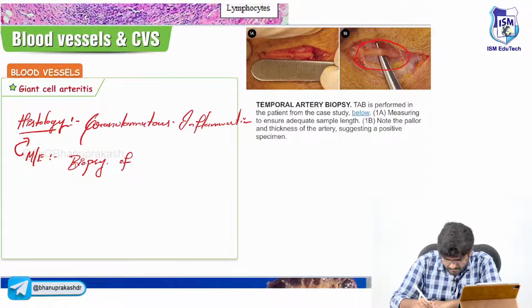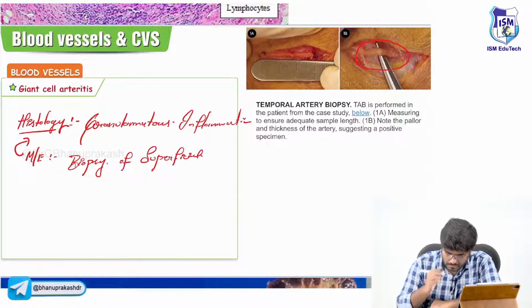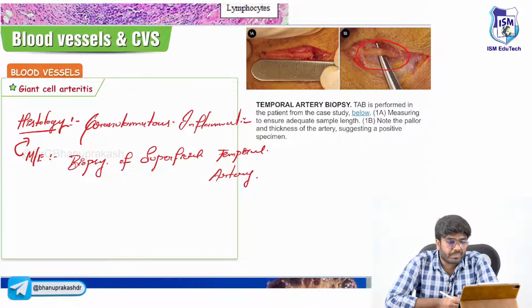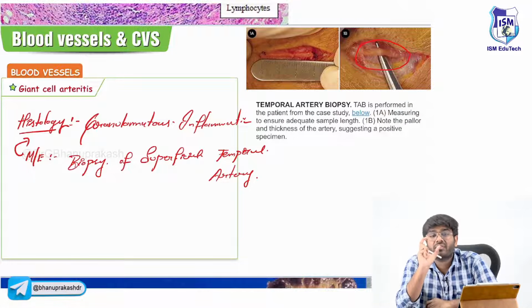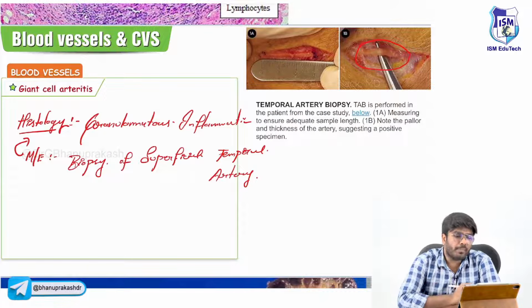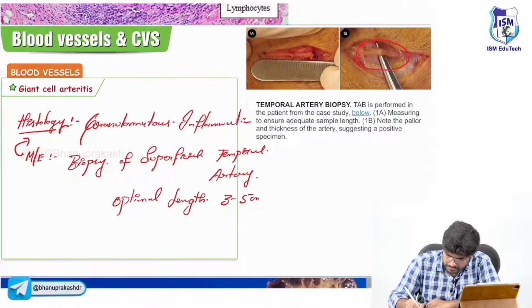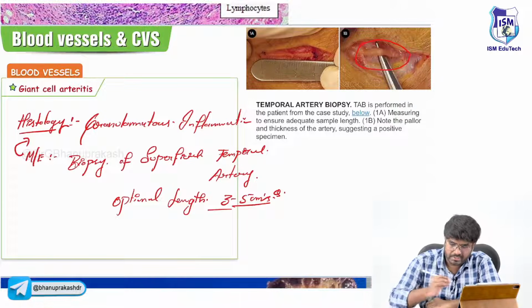So you need to do a biopsy of the superficial temporal artery. Now the important point is, how much artery do you need to take? What should be the length of this biopsy piece? The optimal length is going to be somewhere between 3 to 5 centimeters.